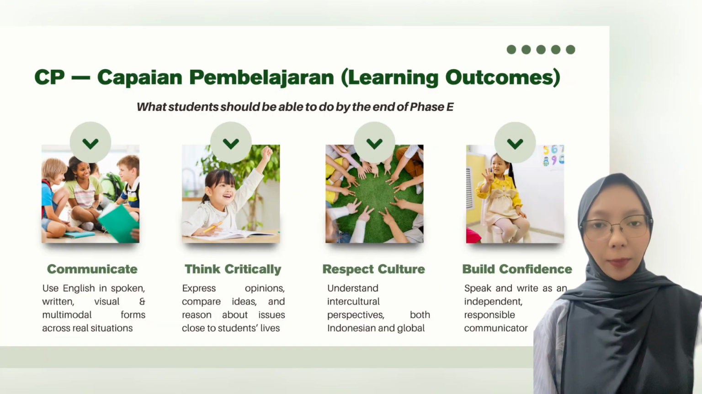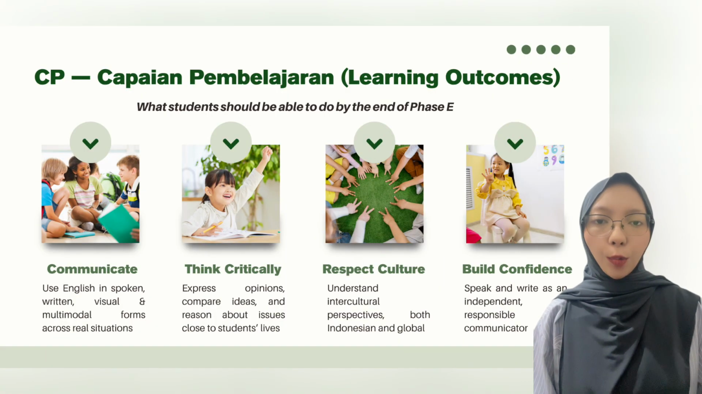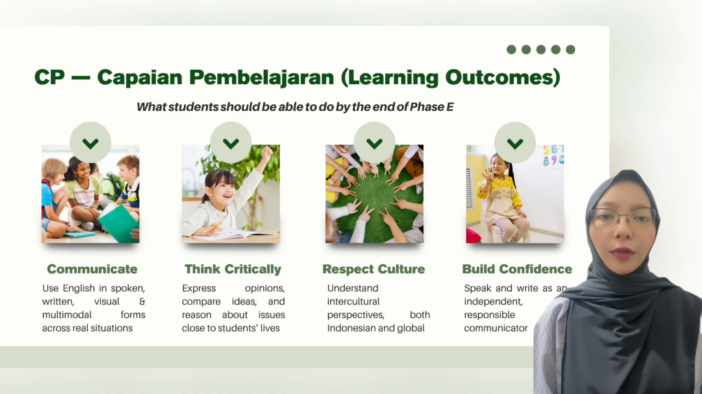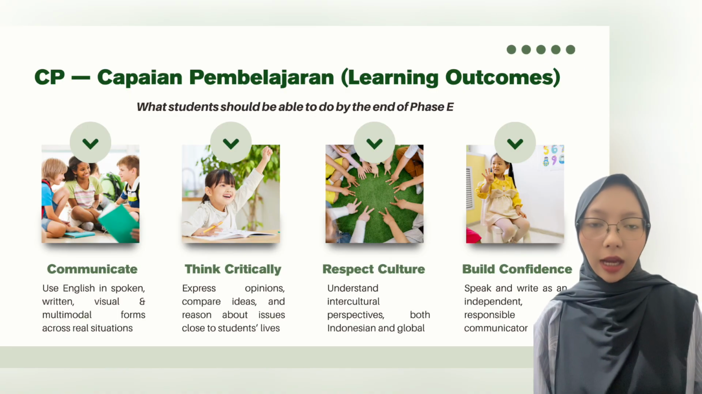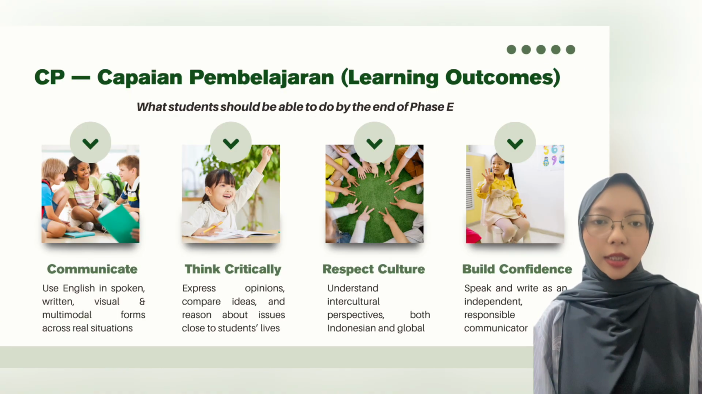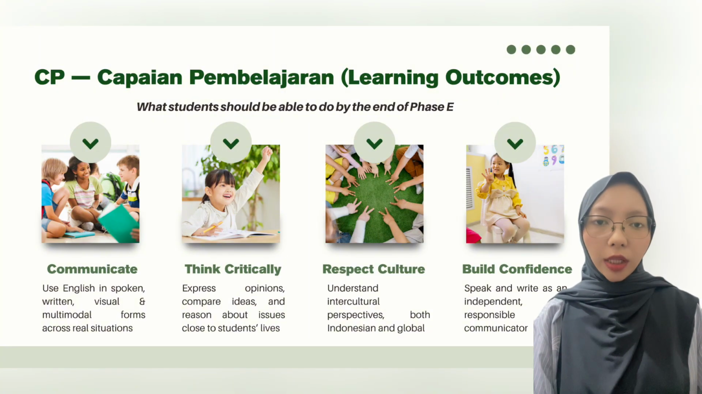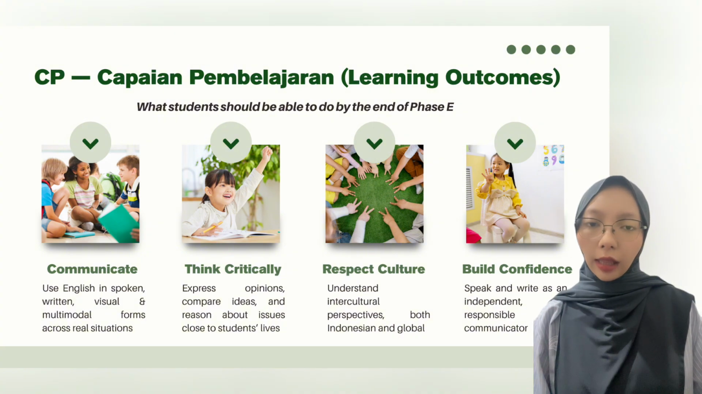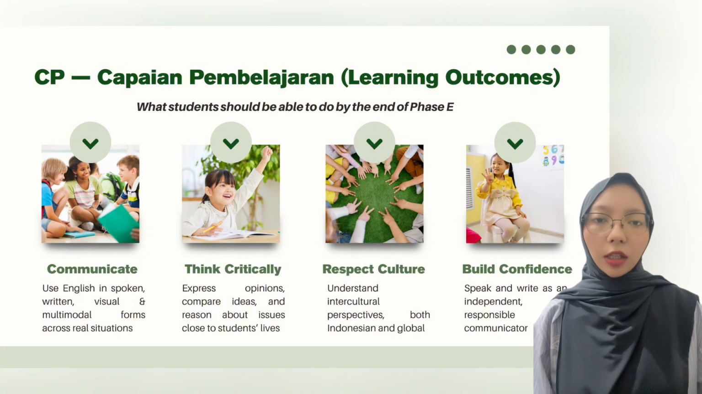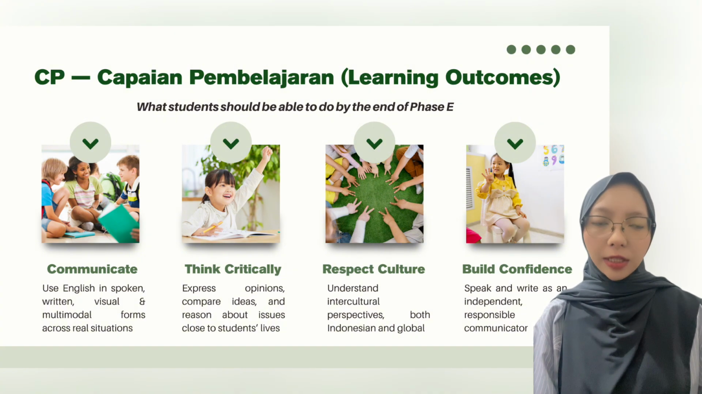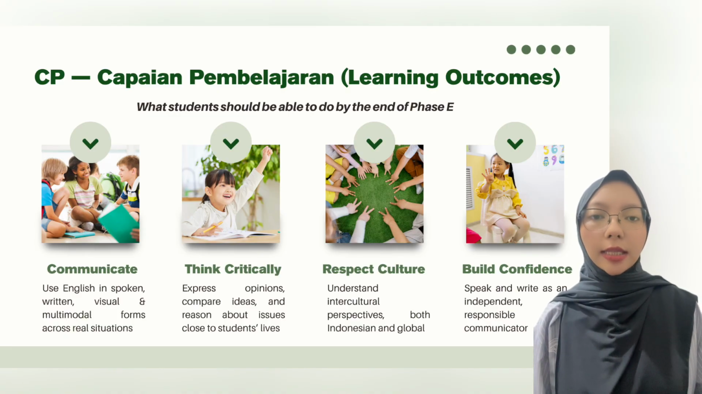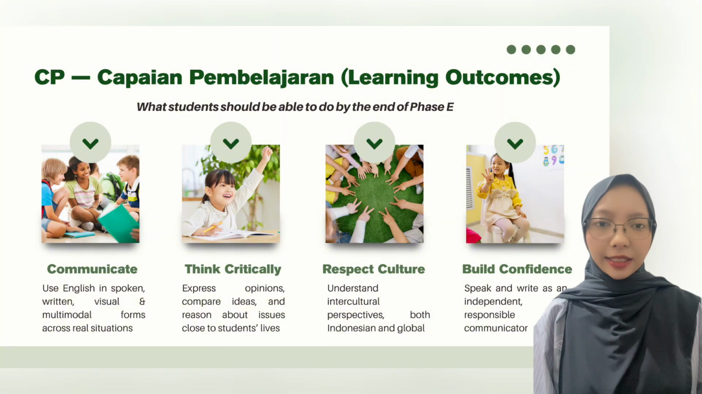Now let's look at the CP first. CP is simply what students should be able to do by the end of phase E. And for my English class, I focused on 4 main goals. First is communicate by using English in spoken, written, and visual forms across real situations. Second, to think critically by teaching them to express opinions and compare ideas about issues close to their daily lives. Third, respect culture by understanding both Indonesian and global perspectives. And fourth, build confidence by helping them speak and write as independent and responsible communicators.